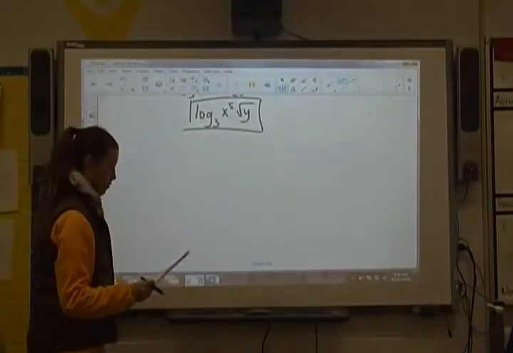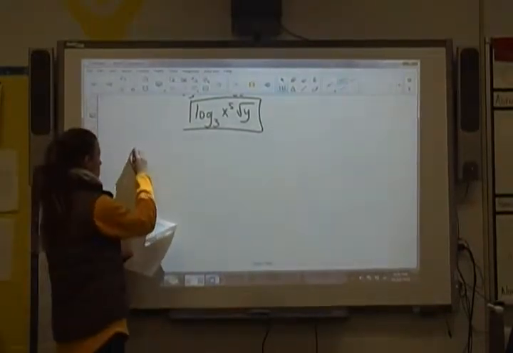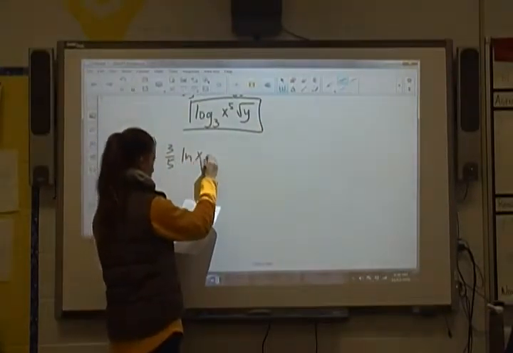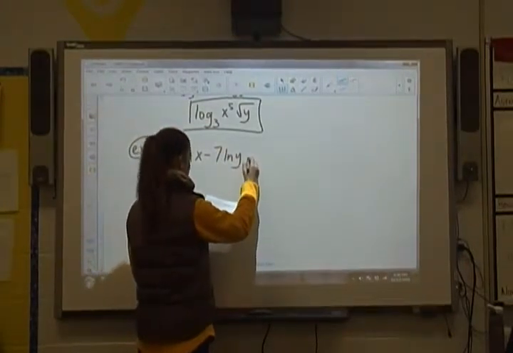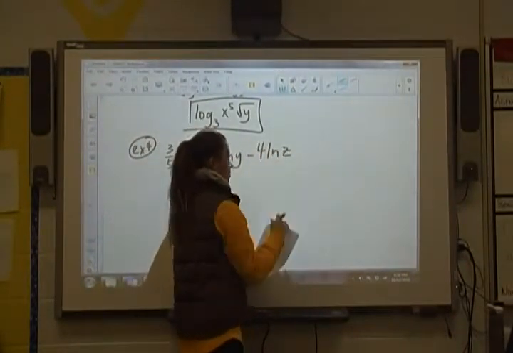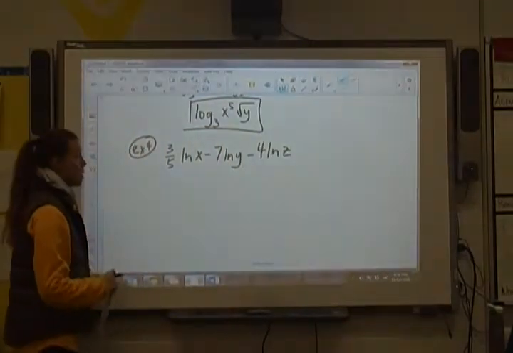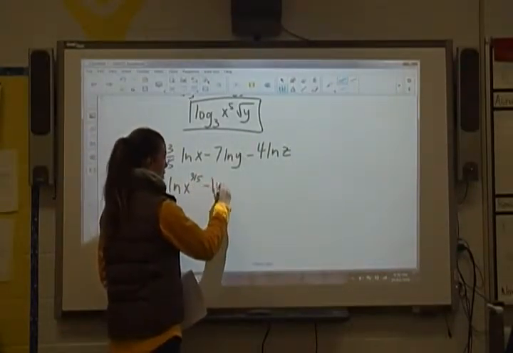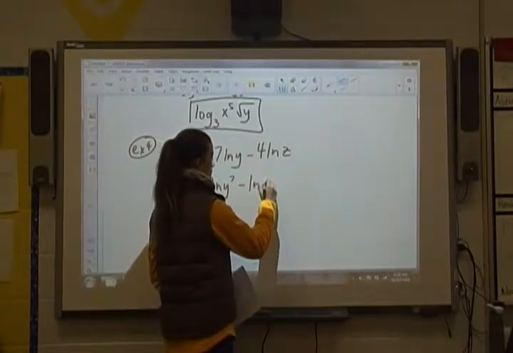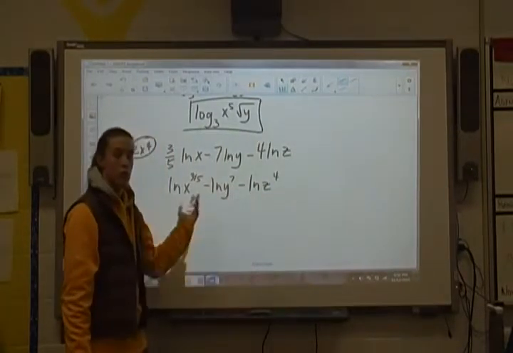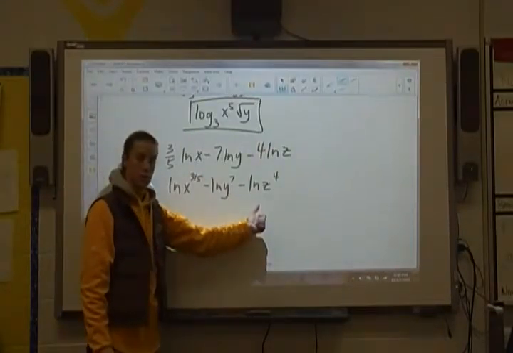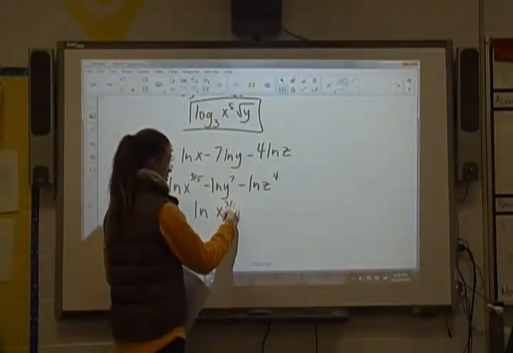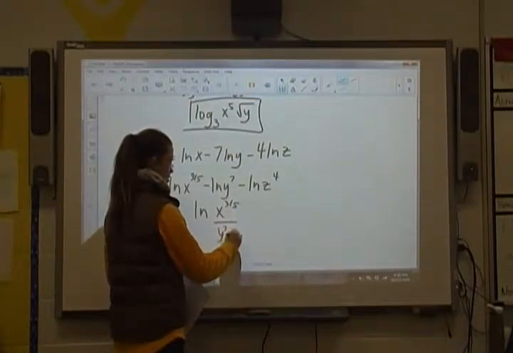Let's do another one, maybe one a little crazier. All right, so if I have 3/5 natural log of x minus 7 natural log of y minus 4 natural log of z. Now they're all natural logs, so we all have the base of e. We're going to move all those exponents over, so natural log of x to the 3/5 minus natural log of y to the 7th minus natural log of z to the 4th. So this doesn't mean we're going to have a fraction over a fraction. This means that this is in the denominator and this is also in the denominator. So I have natural log of x to the 3/5 over y to the 7th and z to the 4th.